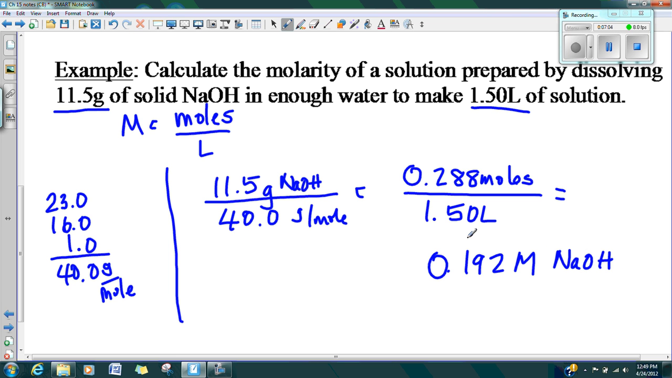So again, this tells you how concentrated it is. When we talk about concentration or dilute, this helps us out in figuring out those solutions.